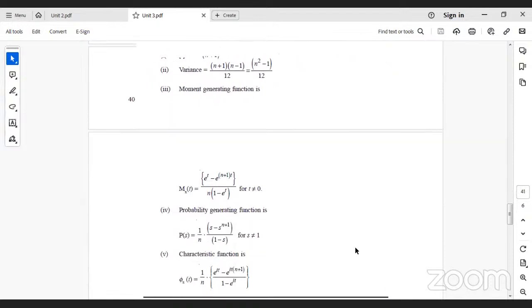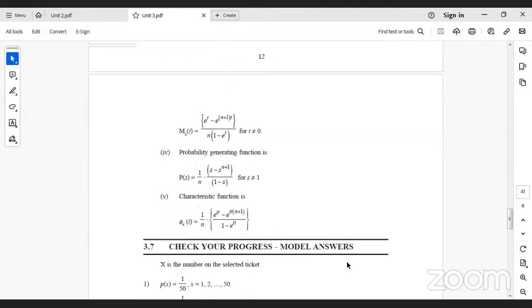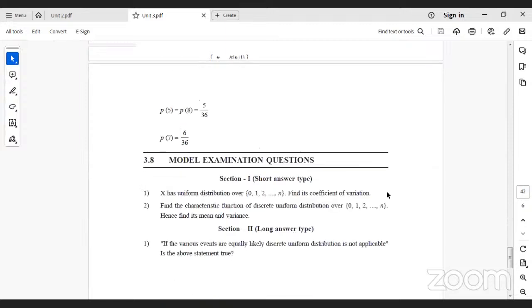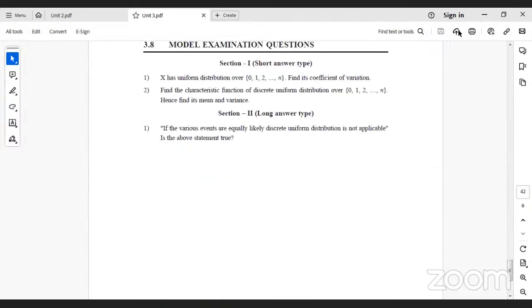Moment generating function M of x is (e^t - e^((n+1)t))/(n(1 - e^t)) for t not equal to 0. Probability generating function P of s is (1/n)(s - s^(n+1))/(1 - s) for s not equal to 1. Characteristic function phi of x(t) is (1/n)(e^(it) - e^((n+1)it))/(1 - e^(it)). We are taking this one here.